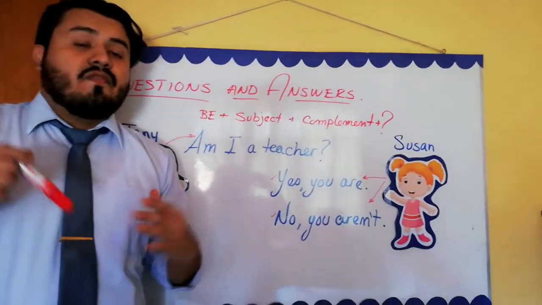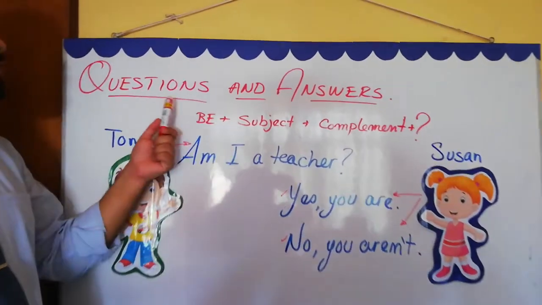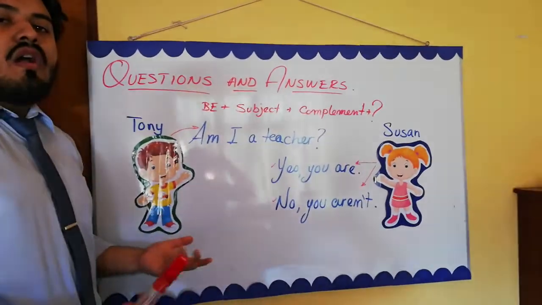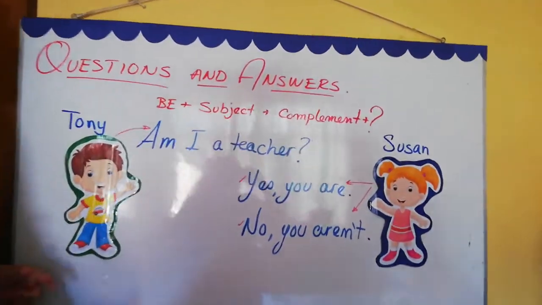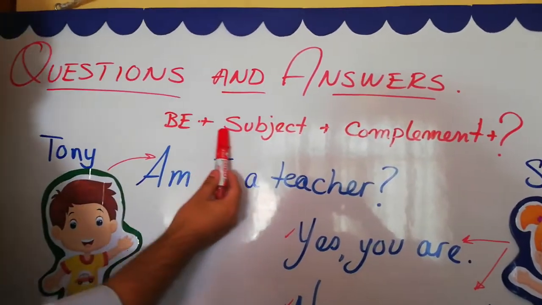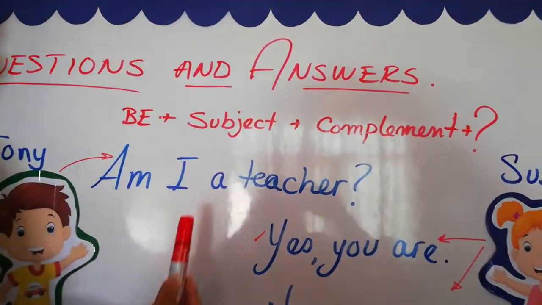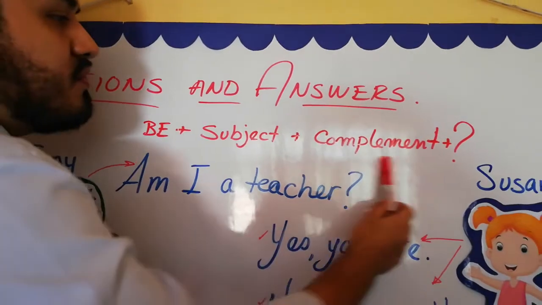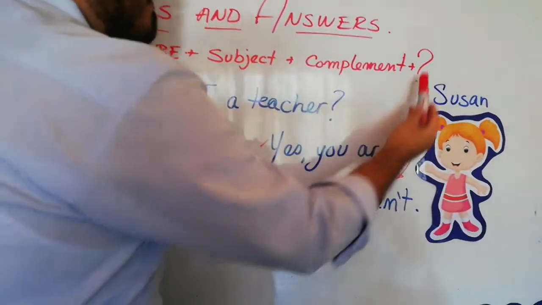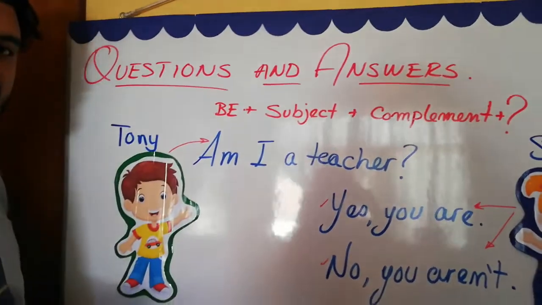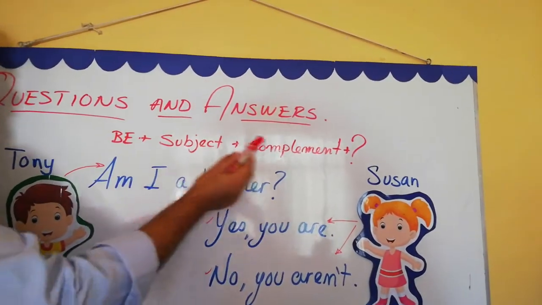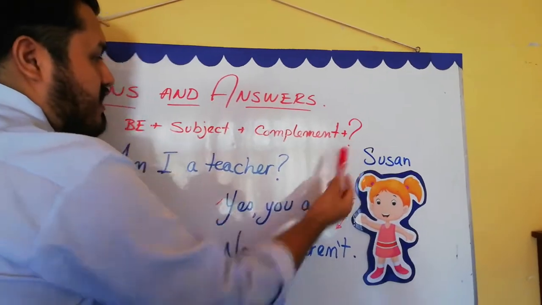Okay, guys. Now, to finish with this topic, we're gonna stop and work with questions and answers, using the verb be, of course. Now, how are we gonna form questions with the verb be? First of all, we're gonna use the verb be at the beginning. Then, we're gonna use our subject. And finally, we're gonna use the complement. But be careful. All of our questions must have the question sign. So let's remember, we're gonna use the verb be, the subject, the complement, and the question sign.